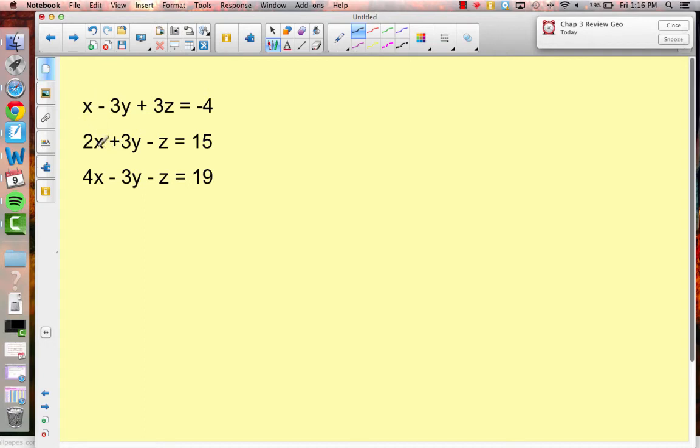So let's say I'm looking at my equations here, the top and the middle. Looking at these 2 equations, it would be best to cancel out my y's because it's already -3 here and +3 here. So I'm going to choose to cancel out my y's. Because they're already the same number and opposite signs, I can just add. So I'm going to add the top and middle. x plus 2x is 3x. My y's will cancel, and then 3z minus z is positive 2z, and then -4 plus 15 gets you 11. So that's the first and middle.